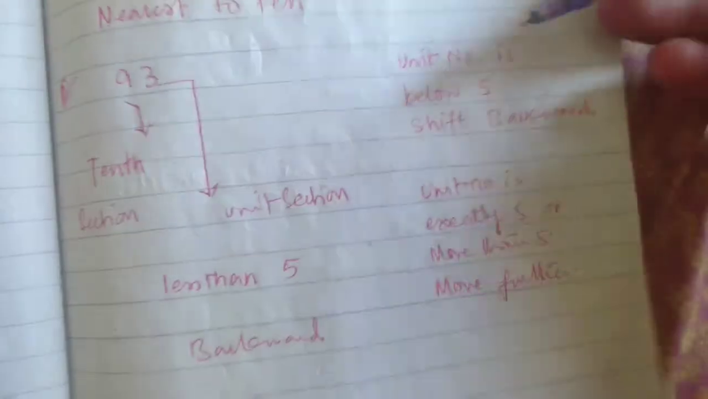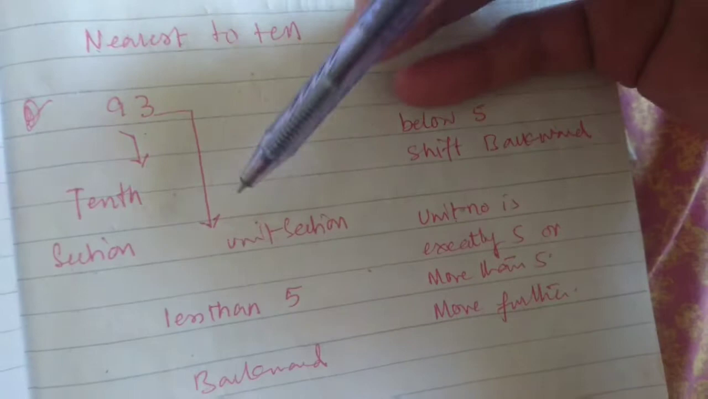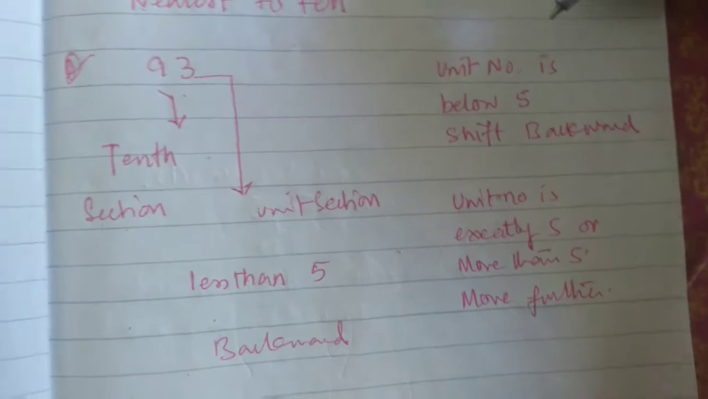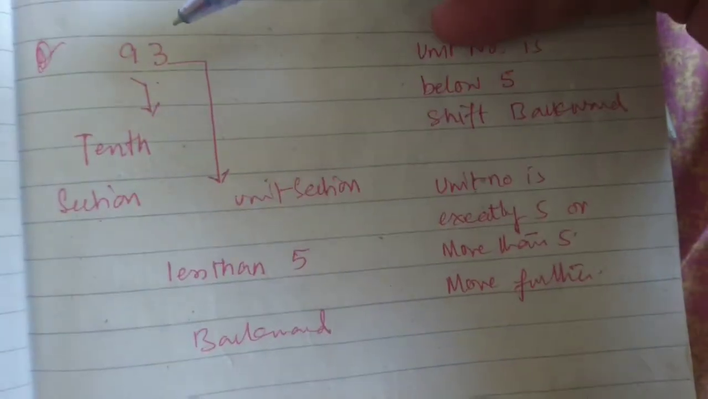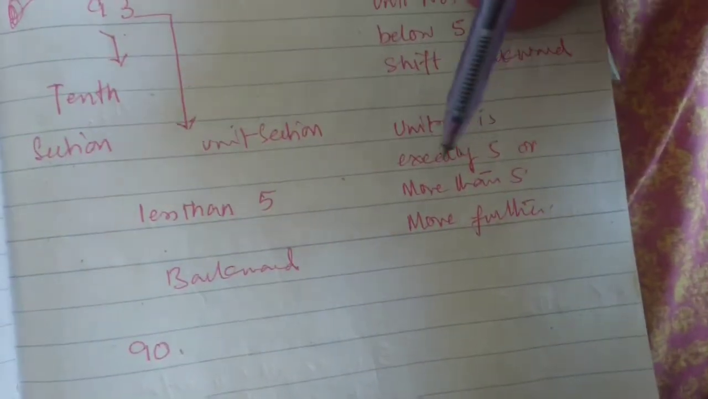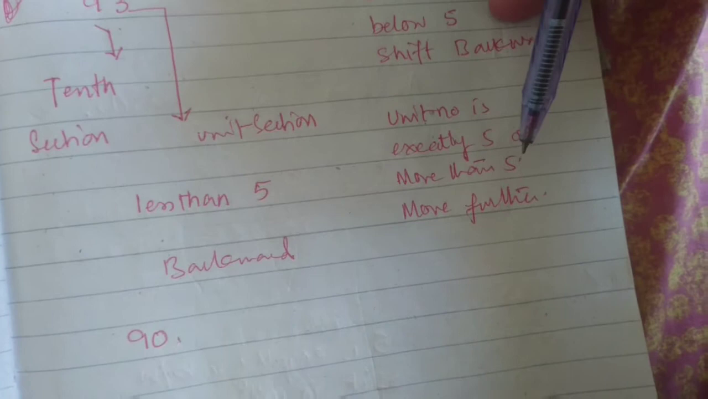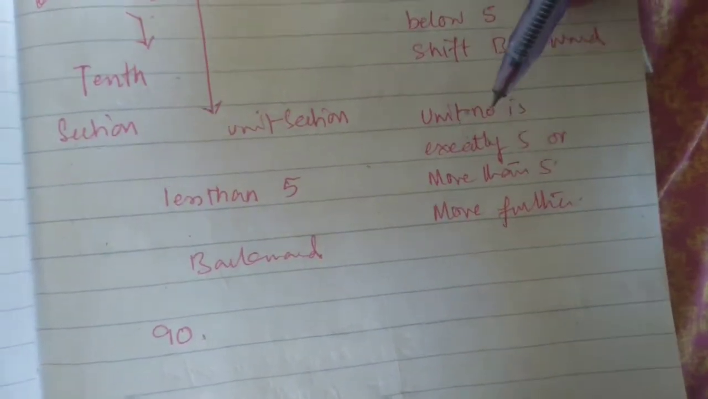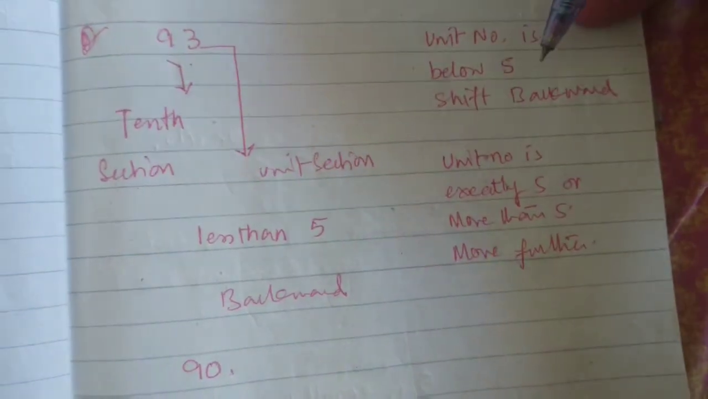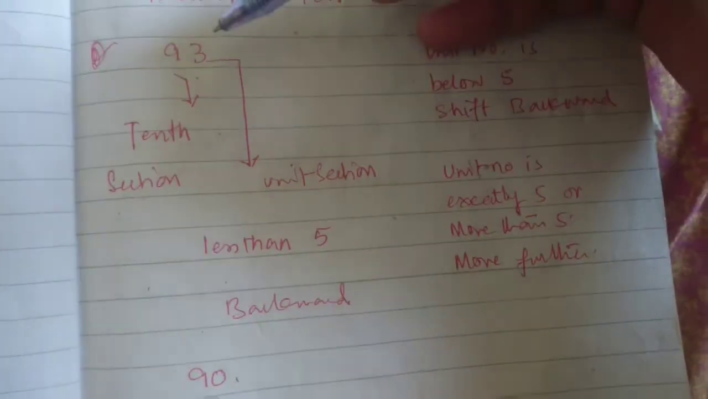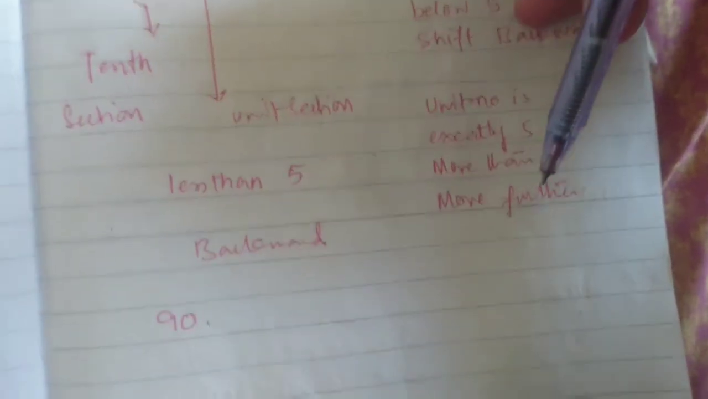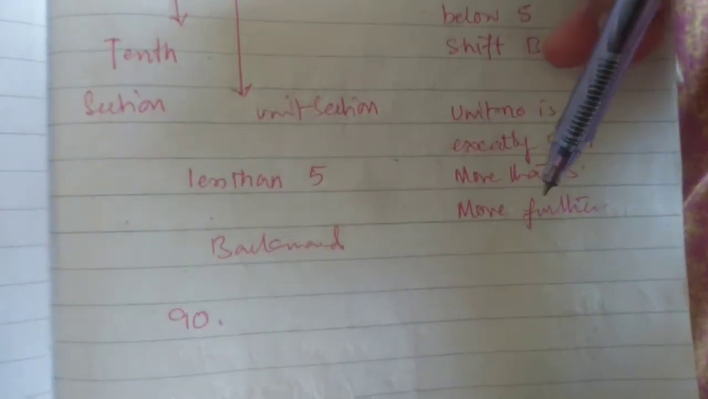So how are we going to round off the unit section? We round off when we go to the nearest 10. If the number in the unit section is below 5, we shift backward. If the unit section is exactly 5 or more than 5, we move forward. Remember it: if the number in the unit section is less than 5, we shift backward. If it is exactly 5 or more than 5, we go forward.